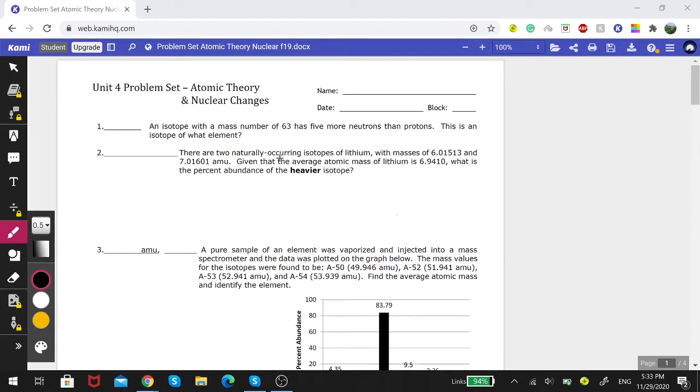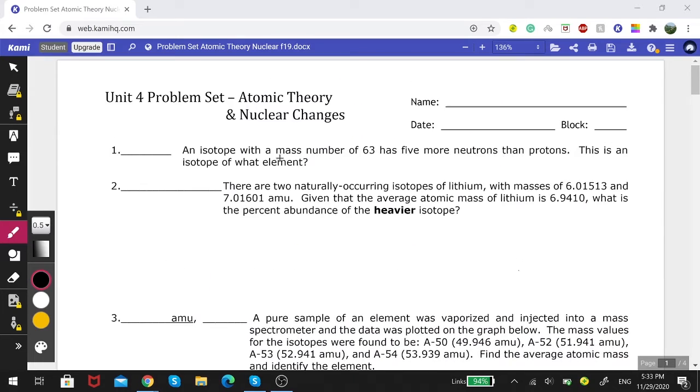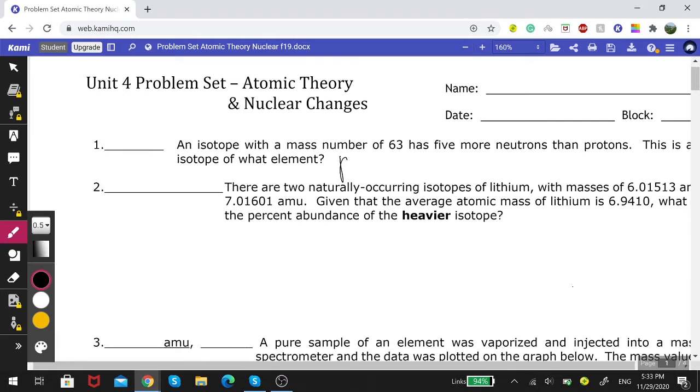Okay, number 1. An isotope with mass number of 63 has 5 more neutrons than protons. So protons plus neutrons is equal to 63, and 5 more neutrons than protons. So neutrons minus 5 equals protons, which means protons plus 5 is equal to neutrons. Instead of writing neutrons here, I can write protons plus 5, which means 2p is equal to 58. That means p is equal to 29. 29 protons on the periodic table is copper. So our element is copper because we found out that there's 29 protons.